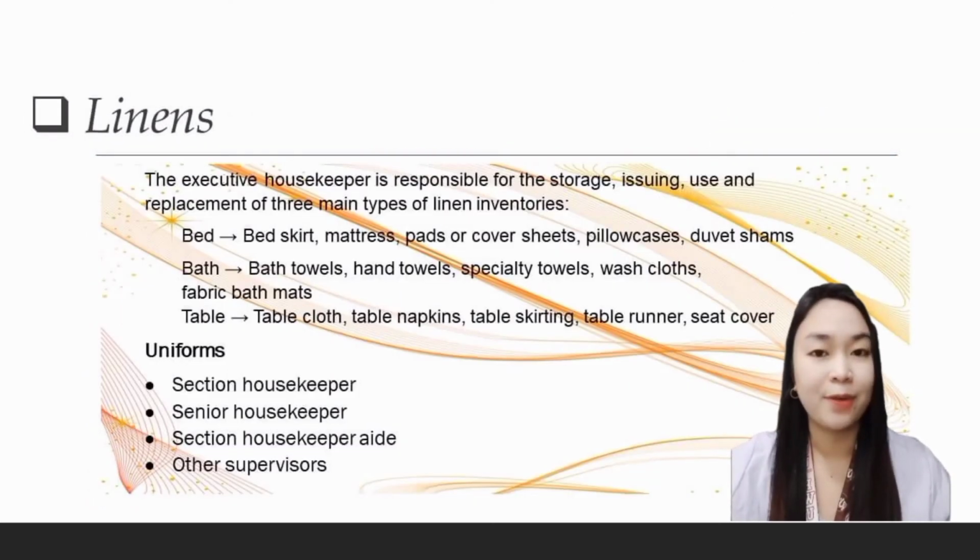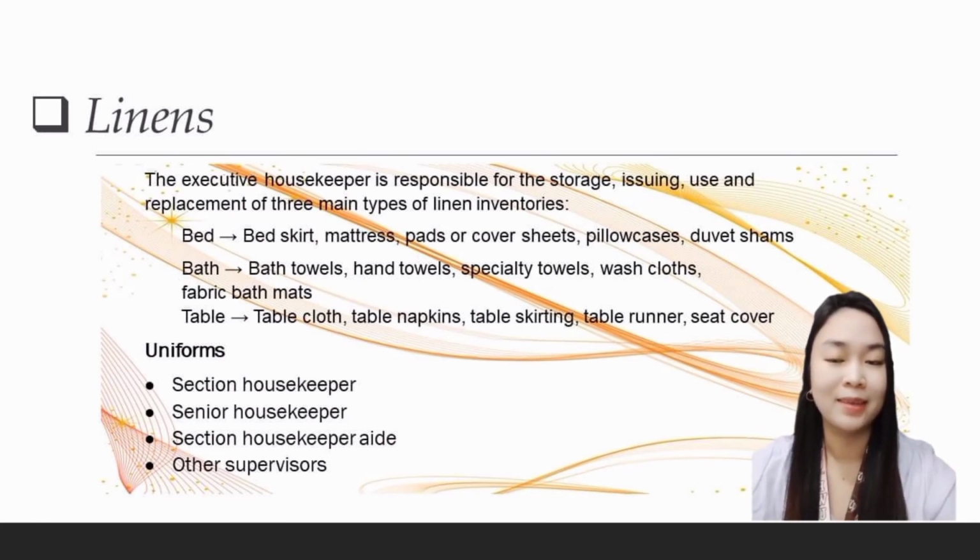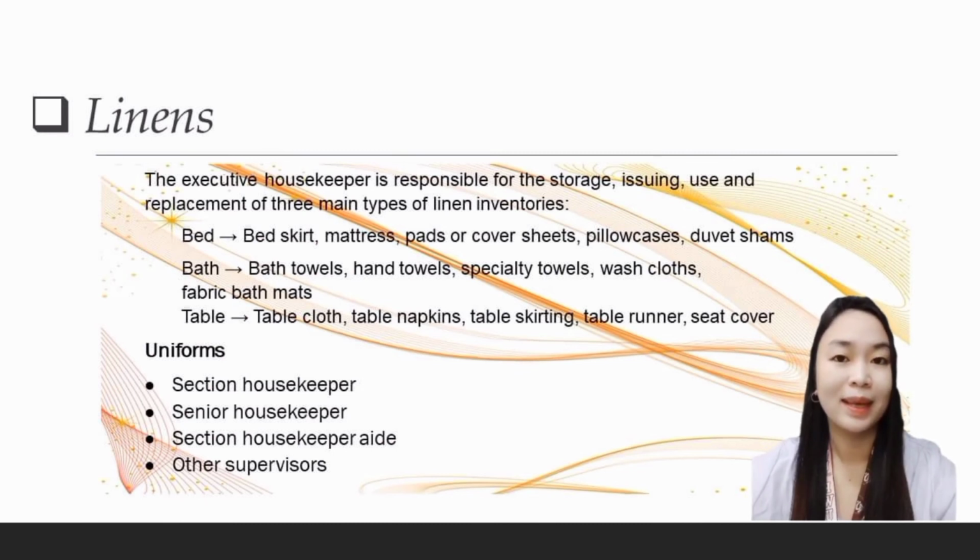Linens. The executive housekeeper is responsible for the storage, issuing, use, and replacement of 3 main types of linen inventories. First, bed: bed skirt, mattress pads or cover, sheets, pillowcases, duvet covers. Next, bath: bath towel, hand towel, specialty towel, washcloth, fabric, bath mats. And last, table: tablecloth, table napkin, table skirting, table runner, seat cover. Uniform: section housekeeper, senior housekeeper, section housekeeper aide, other supervisors.